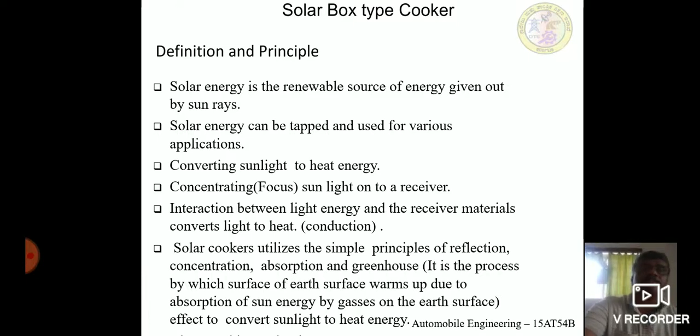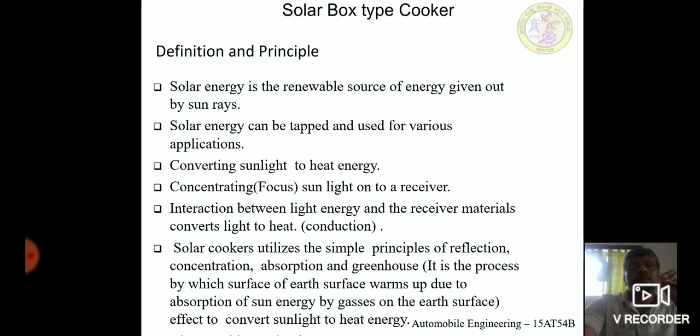Solar energy is the energy given out by the sun rays. Here we tap the solar energy, that means we get the solar energy into a system and make use of it for various applications, planned for our various needs. In the principle, sun rays or sunlight are converted into heat energy. By using heat, we can do many works, like preparing hot water, preparing food, or steam preparation. Everything is possible.